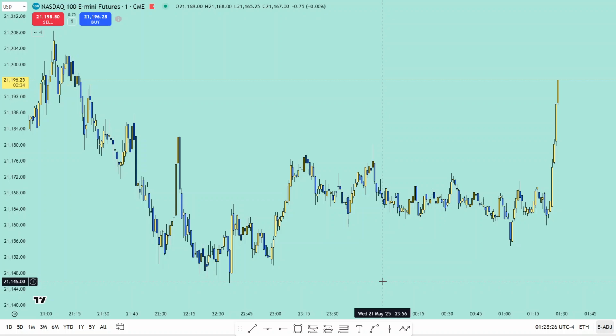The opening range gap is basically the difference in price when it closes at 16:14, which is 4:14 p.m. New York, and when it opens at 9:30 a.m. New York. So the difference in price when it closes and opens, there's usually a gap there, and that gap is called the opening range gap.